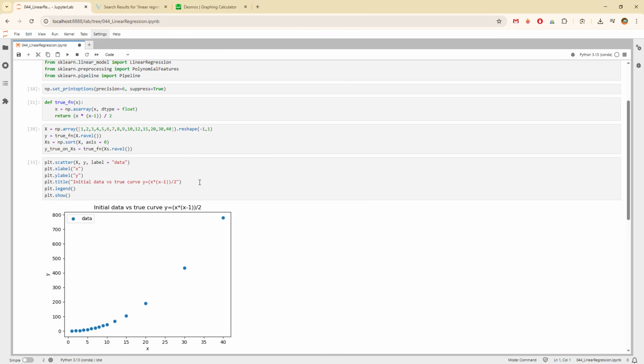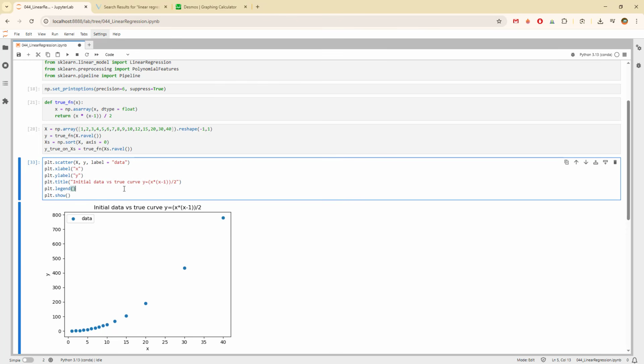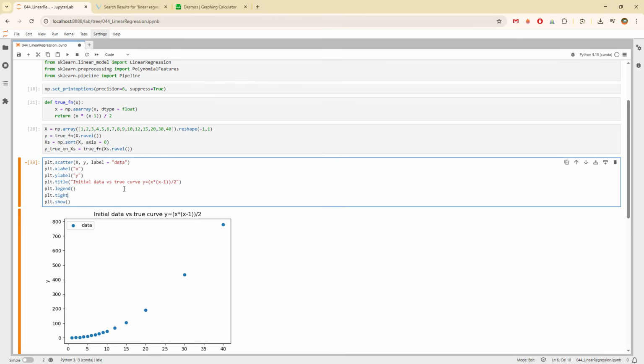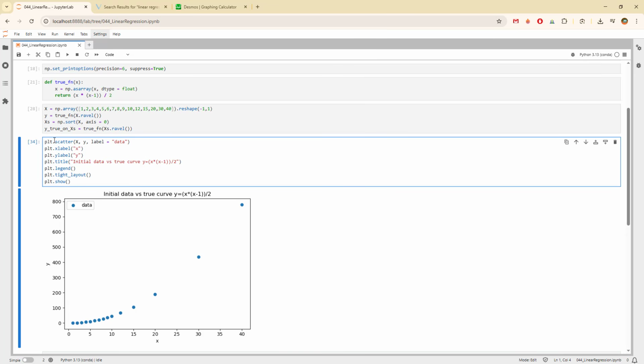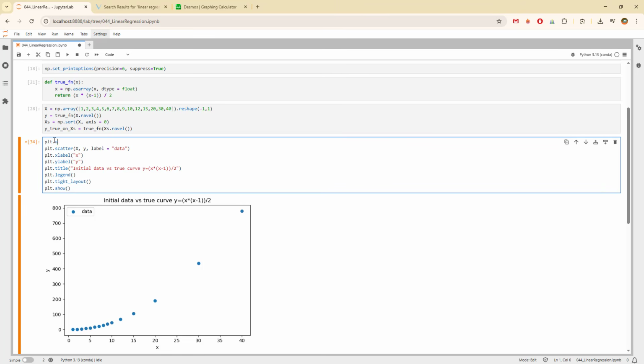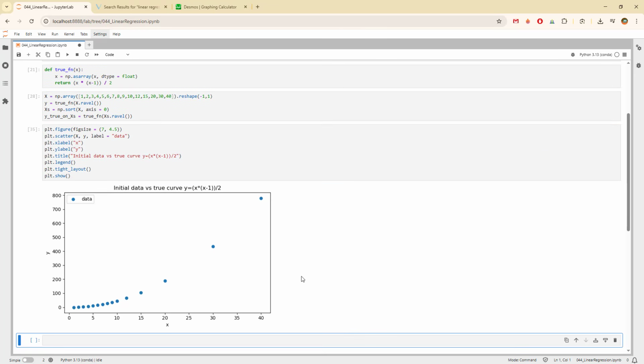Oh yeah, looks okay. We can make a tight layout. I saw this somewhere and I liked it. Not sure how much it brings to us. And additionally the figure size. Yes, plt.figure figsize, and it's gonna be 7 by 4.5. Now it's better. Okay.